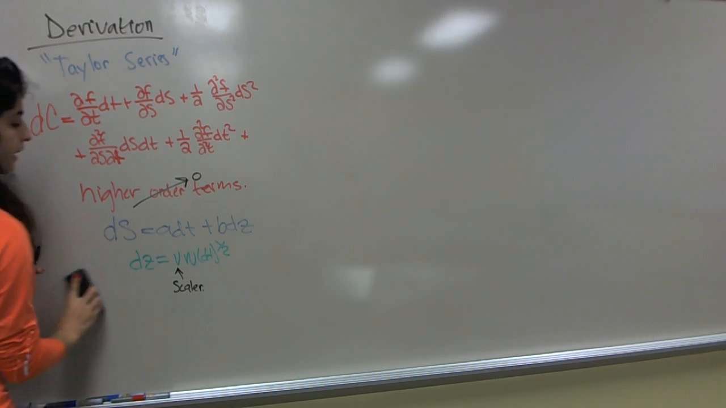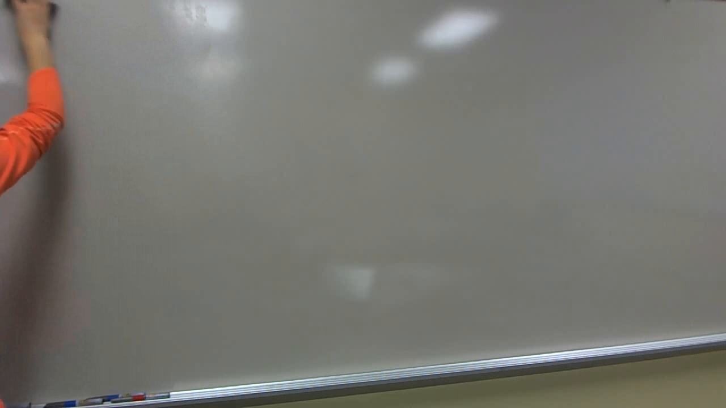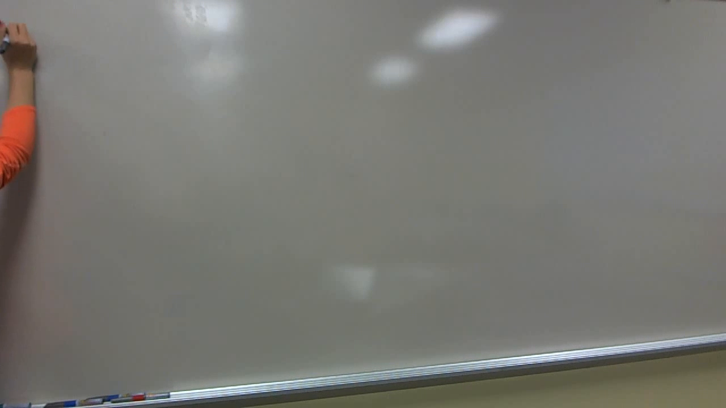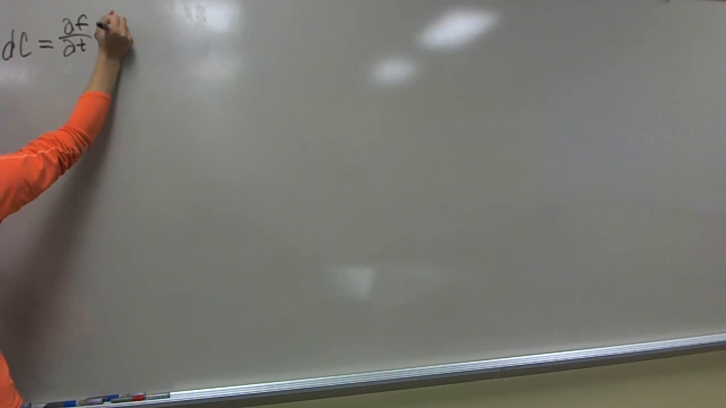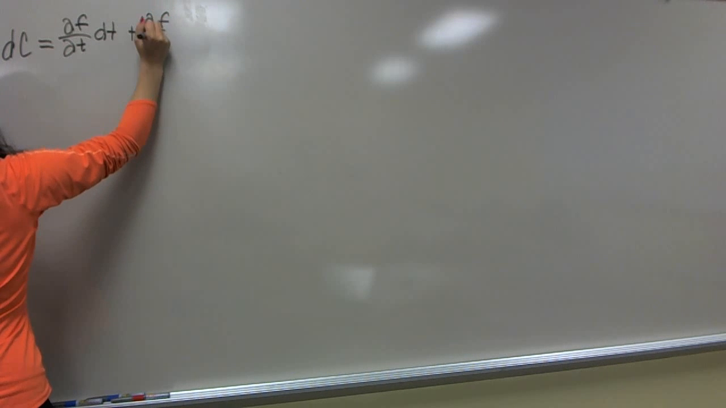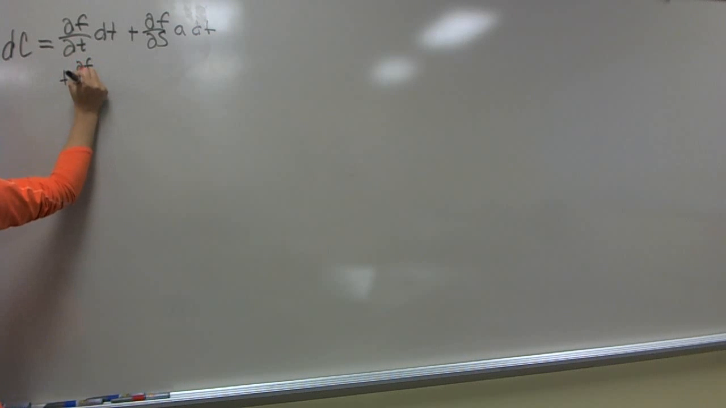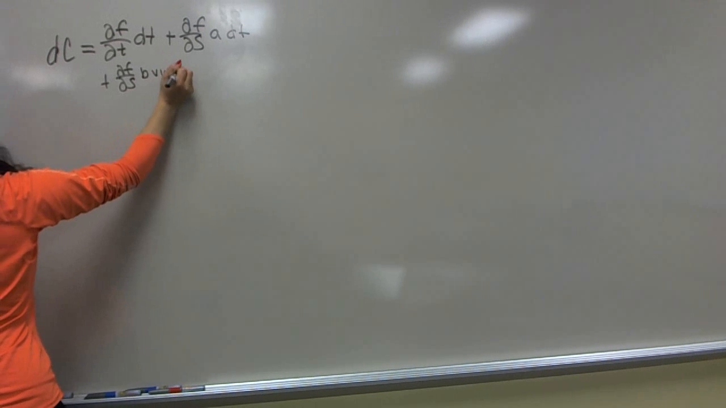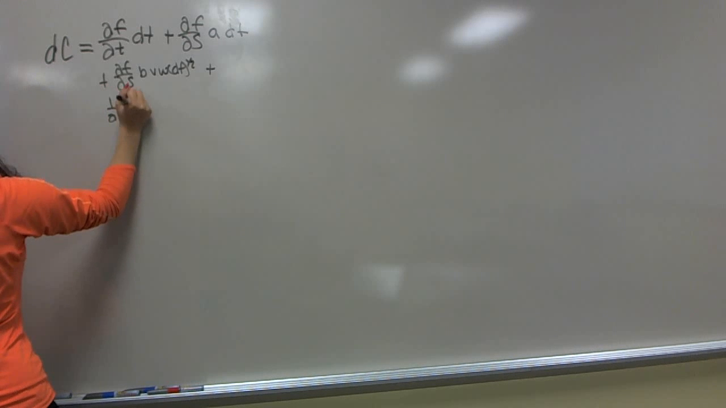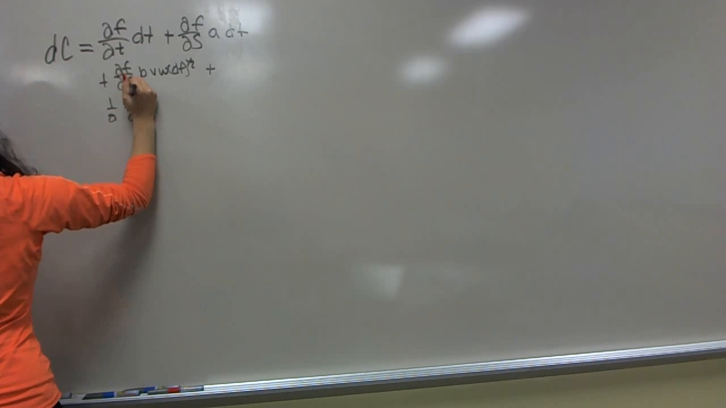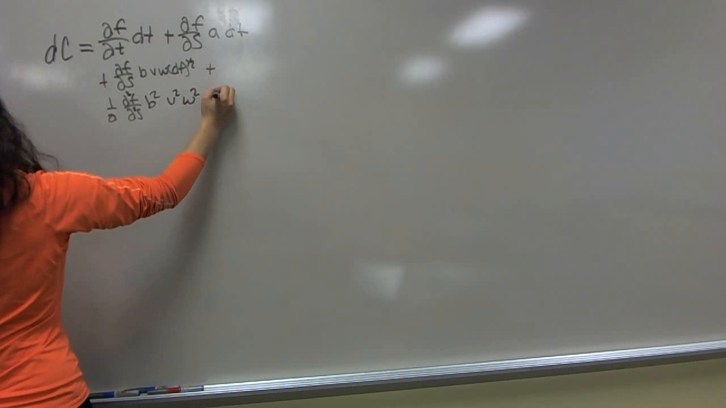Okay, so if we do that, we find that dC is equal to ∂F/∂T dt plus ∂F/∂S A dt plus ∂F/∂S B V W dt to the 1/2 plus 1/2 ∂²F/∂S² B squared V squared W squared dt.